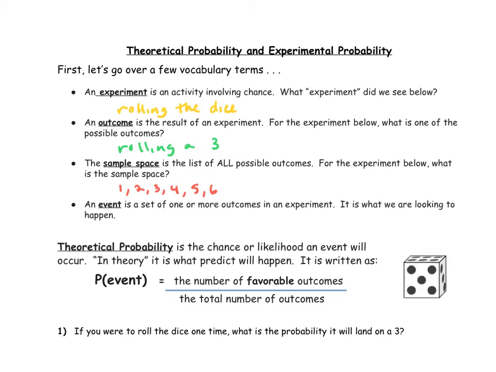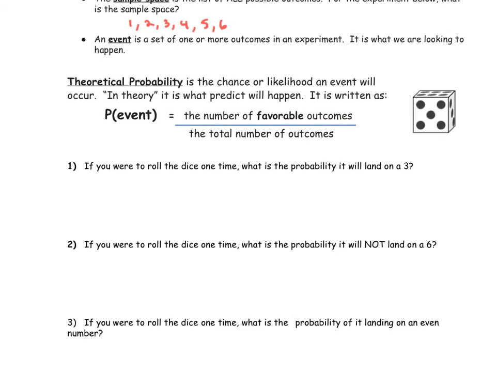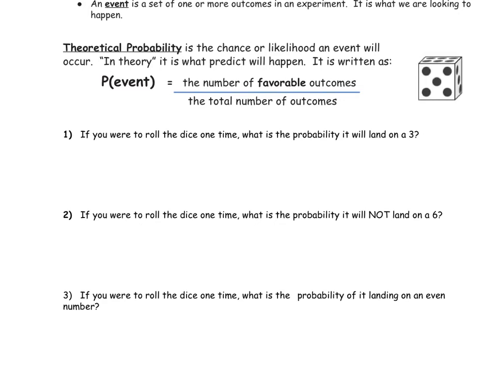And then the last vocabulary word: an event is a set of one or more outcomes in an experiment. It is what we're looking to happen. And so we're going to see this in the example below. So now let's go to theoretical probability.